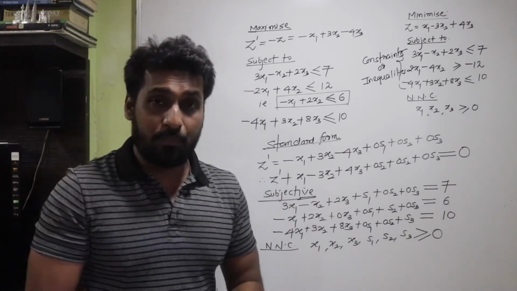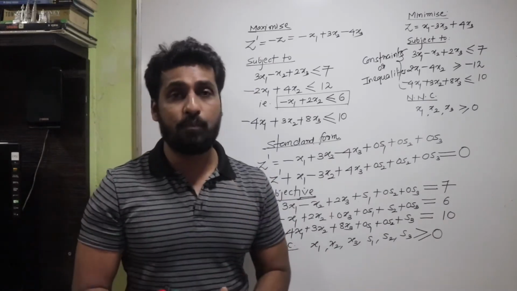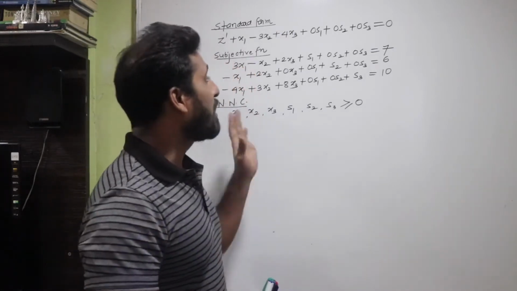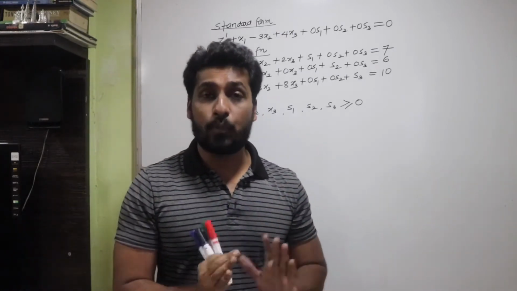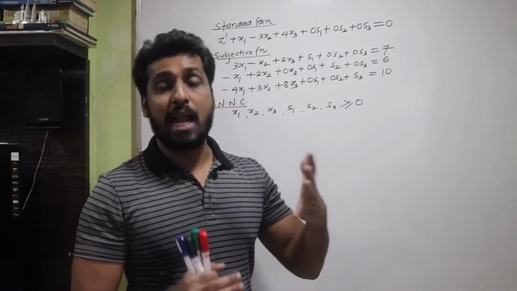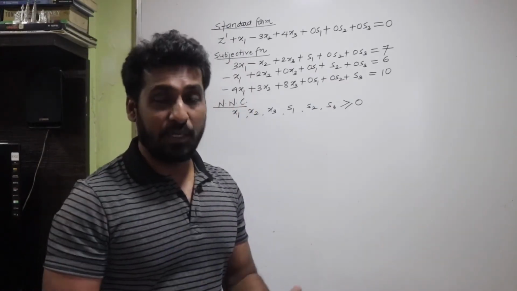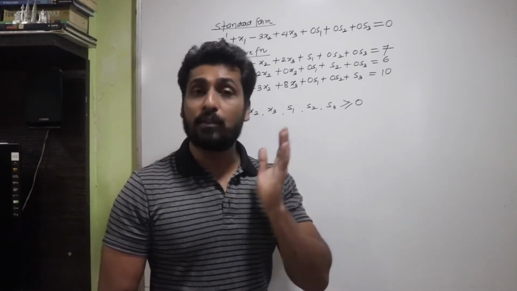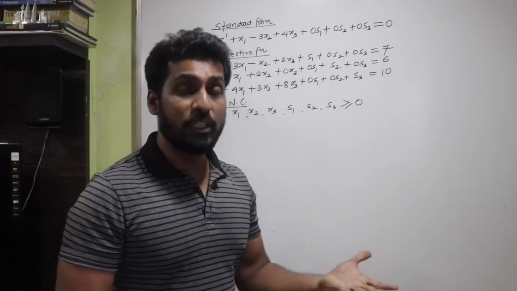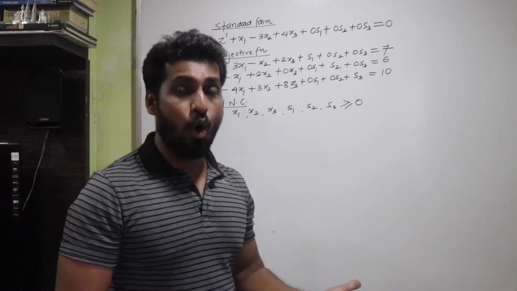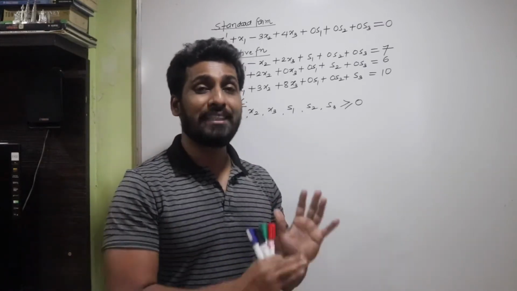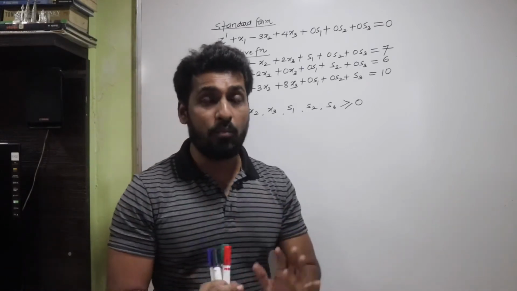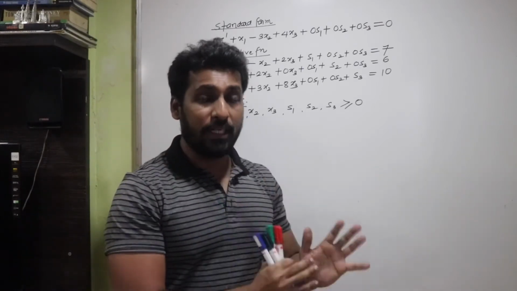The next step is to write the simplex table. So students, so far we have transformed the given linear programming problem into a standard form. Now my job is to make the simplex table. You already know how the simplex table looks. We have basic variables, the coefficients of x1, x2, x3 and so on, then the right hand side of the subjective functions, and then there was a minimum ratio. Now I'm going to make the simplex table over here.